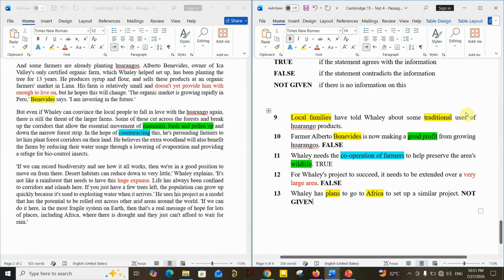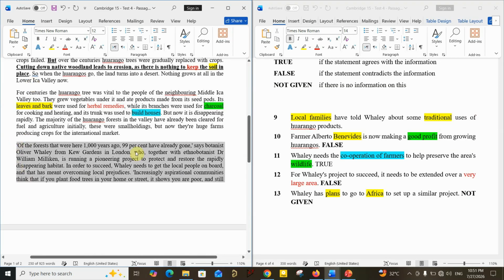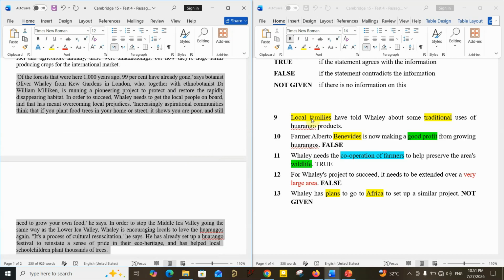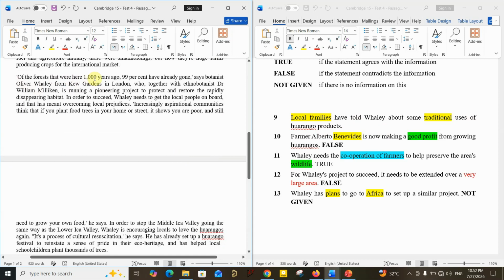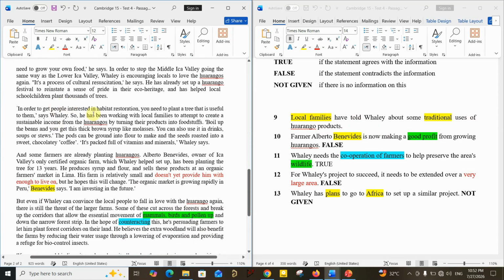And how about question number 9, that we have to answer, and you can find maybe something relating to this in these paragraphs because we have left this. It's about local families and traditional uses of Horango products. Of the forests that were here 1,000 years ago, 99% have already gone, says botanist Oliver Valley from Kew Gardens in London. Now think about the traditional uses in here. In order to get people interested in habitat restoration, you need to plant a tree that is useful to them, says Valley. So he has been working with local families.